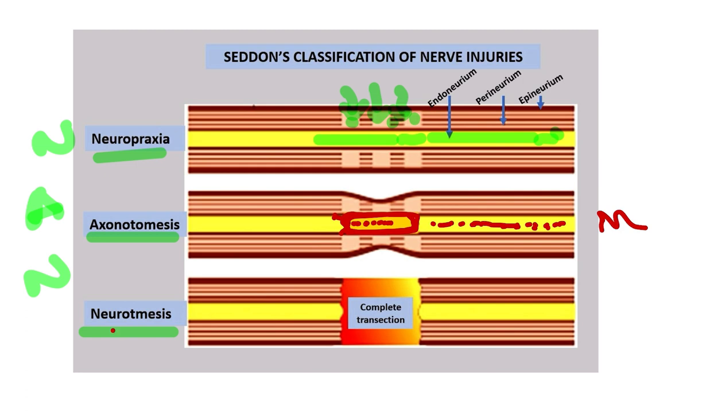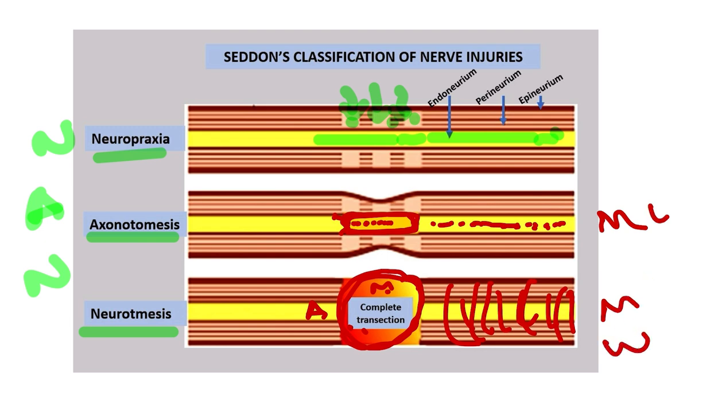And the last one is neurotmesis. In neurotmesis, the axon is damaged, and the covering, the myelin sheath, is also damaged. That means it is the severe form of nerve injury. The distal part is again destroyed by phagocytosis by the macrophage, and Wallerian degeneration occurs. So Wallerian degeneration occurs in axonotmesis and neurotmesis, but in neuropraxia there is no Wallerian degeneration.